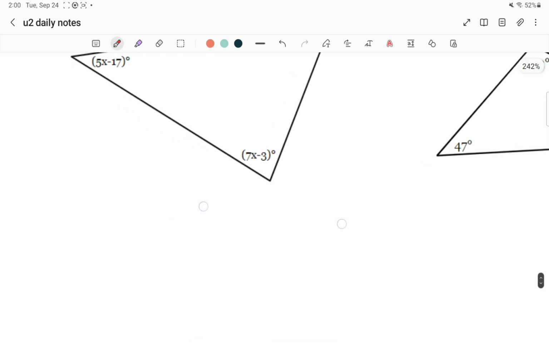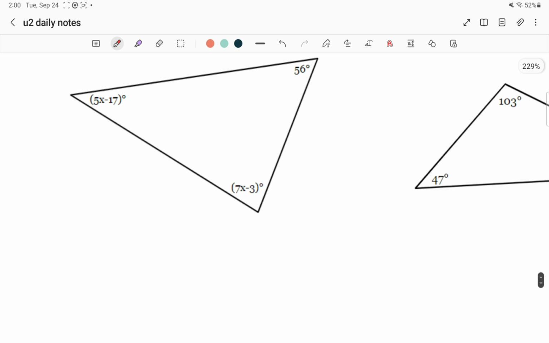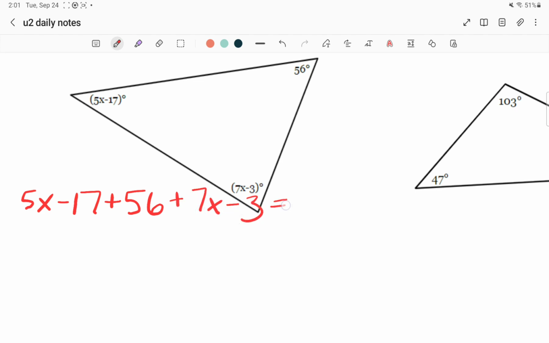So here's how it goes. I know that all of those angles add up to 180. So I'm going to do 5x minus 17 plus, because I'm adding them all up, 56 plus 7x minus 3. And they all add up to 180. From here, I can solve for x. Okay? So combining like terms, 5x plus 7x is 12x.